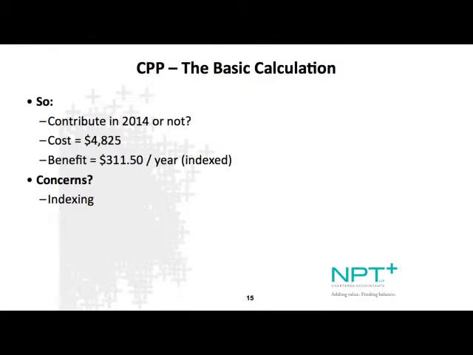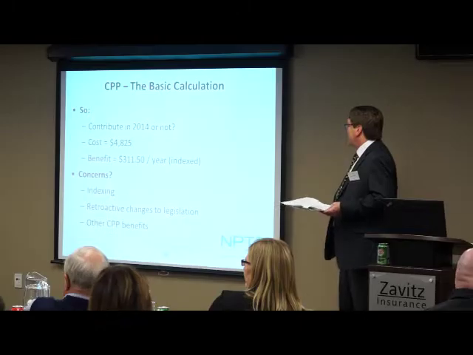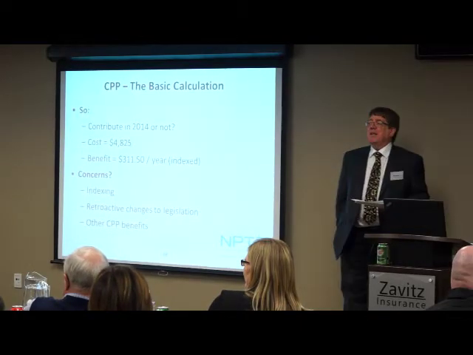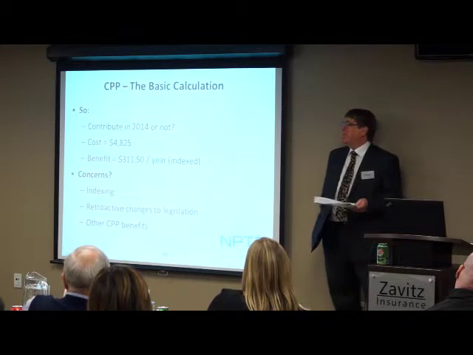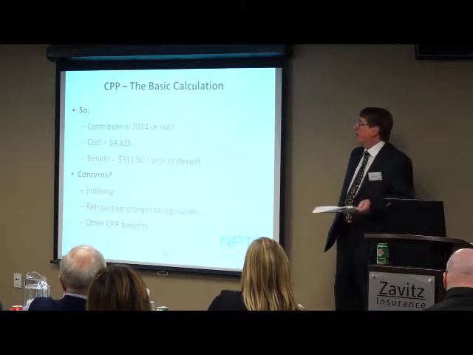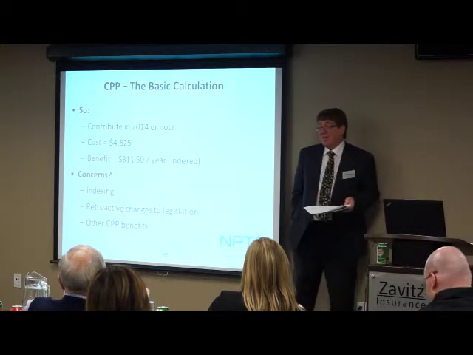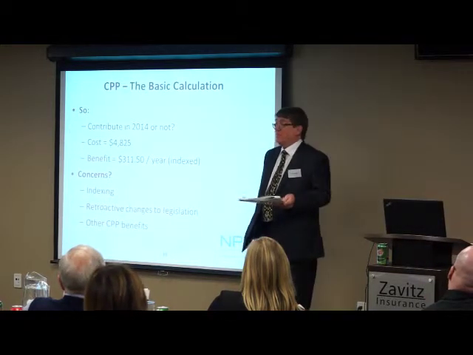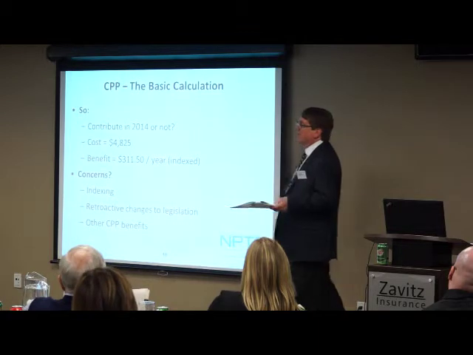So what concerns might Vic have if he chooses that? Well, a little bit of concern about indexing. Our CPP income goes up with the rate of inflation. Inflation's not a big deal right now. I'm a little bit of a child of the 70s, though, when it was up around 12, I don't know what it peaked at, 14 or 15% one year.